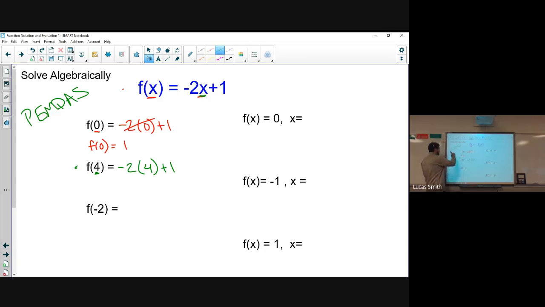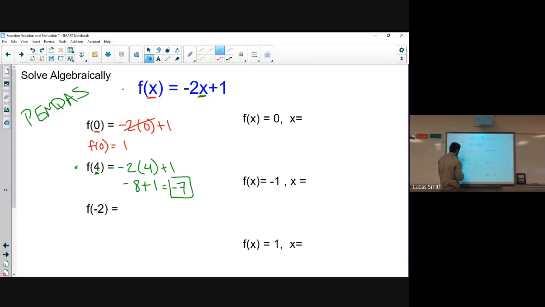But anyways, PEMDAS. We always want to do multiplication first. Negative 2 times 4 is negative 8, plus 1. If you need to use a calculator to do negative numbers still, that's okay. You can build up to it. Negative 8 plus 1 is going to be negative 7. So we get f of 4 equals negative 7.